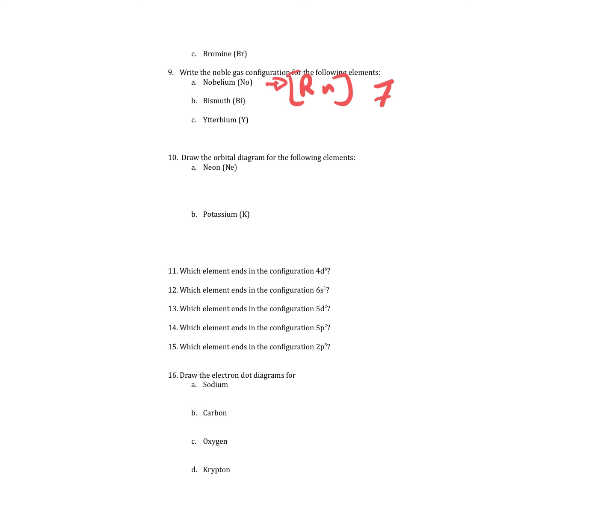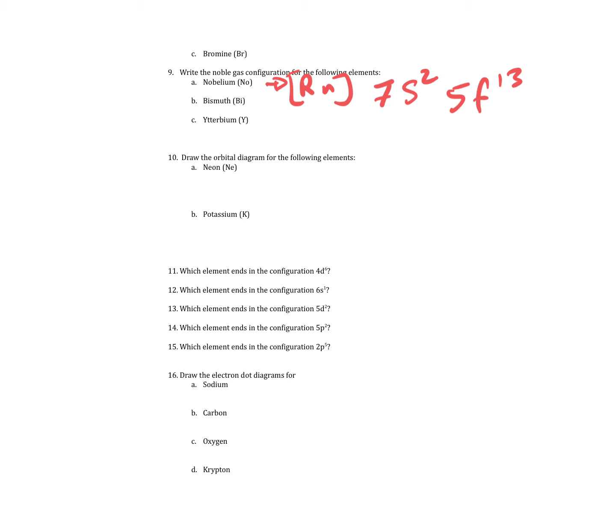And s matches the row because it starts at 1 for row 1, 2 for row 2. So on row 7 it is 7s2. After 7s2, we have that big jump, so we know we're going to go to 5f. For nobelium, it is the second to the last one, and since f has 14, it is f13. And that's it: 7s2, 5f13.